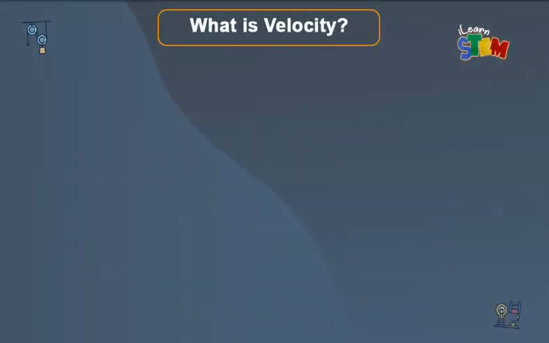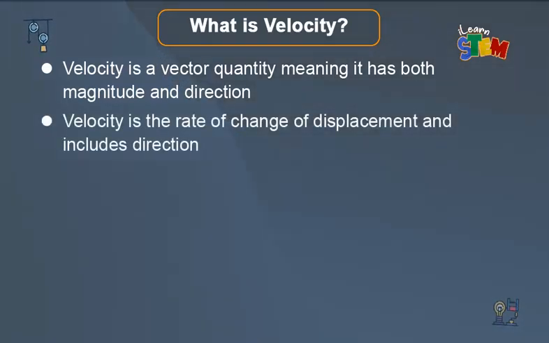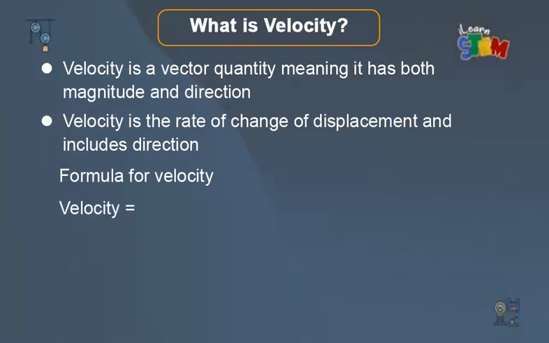Now, velocity. Velocity is a vector quantity, meaning it has both magnitude and direction. Velocity is a bit more specific than speed, because it tells us how fast something is moving, and in which direction. We find velocity using the formula: velocity equals displacement divided by time.